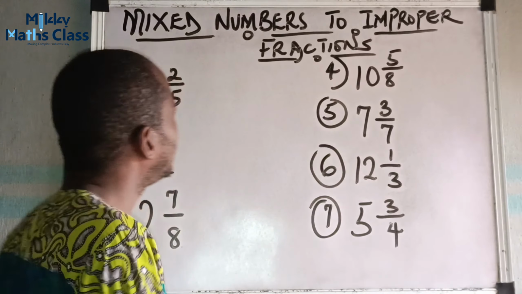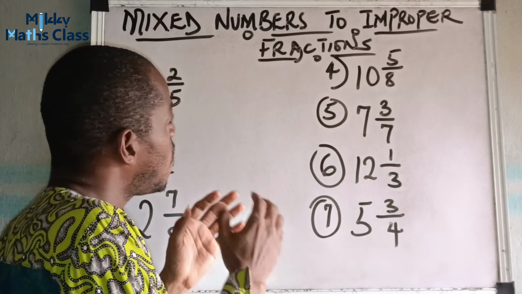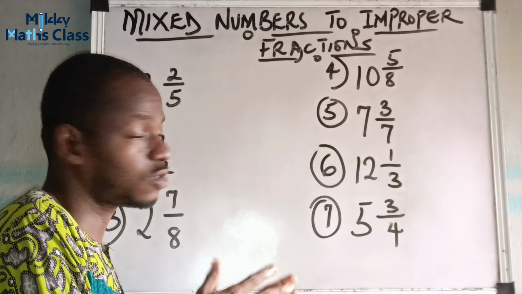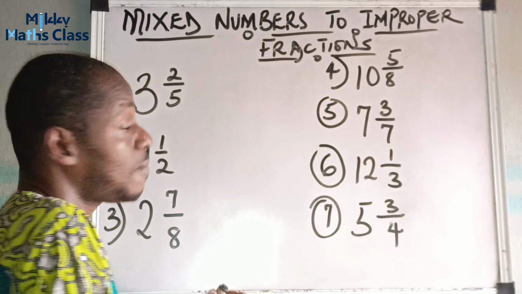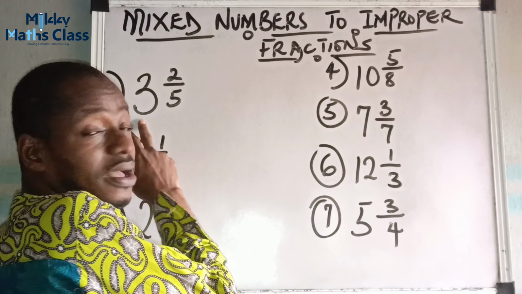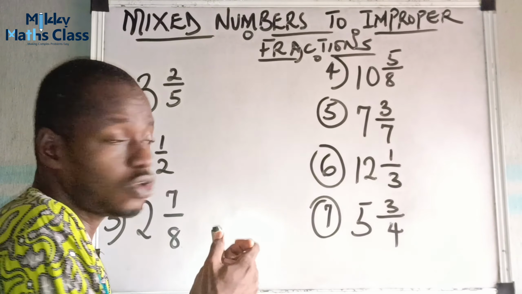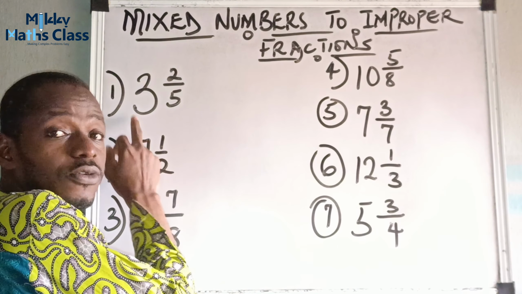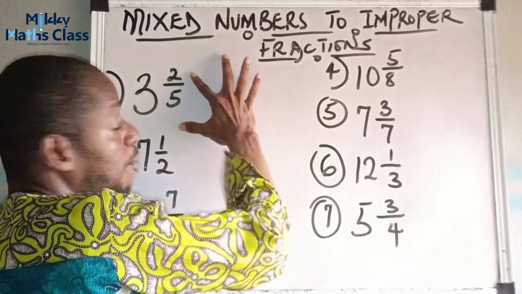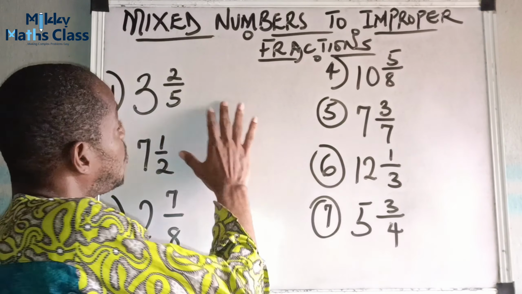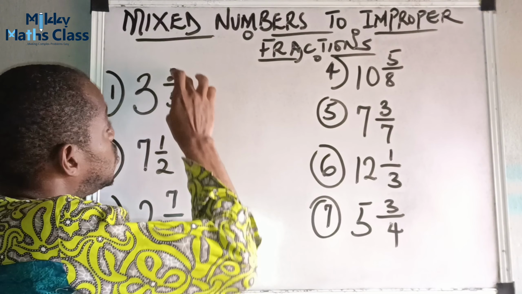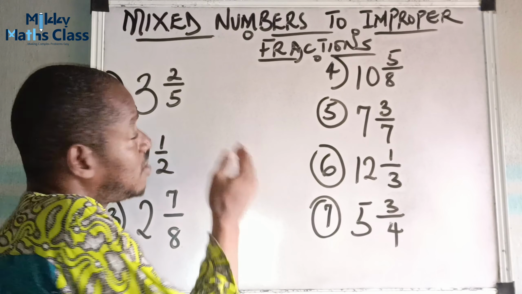Come along with me. We have mixed number to improper fraction. Now, a mixed number is a number that contains a whole number part and a proper fraction part. So it's a combination of a whole number, which in this scenario, 3 is a whole number, and the proper fraction part. The proper fraction is one in which the numerator is smaller than the denominator.